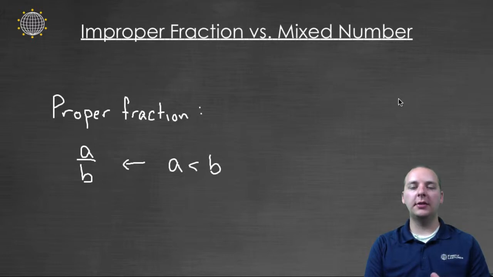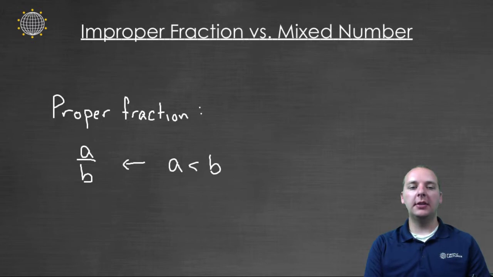Whenever we have a fraction, we can usually categorize it one of a number of ways. The three common ways that we typically categorize fractions are as a proper fraction, an improper fraction, or something called a mixed number. And we're going to talk about these three in this video, specifically improper fractions versus mixed numbers. But before we go there, let me remind you what a proper fraction is.